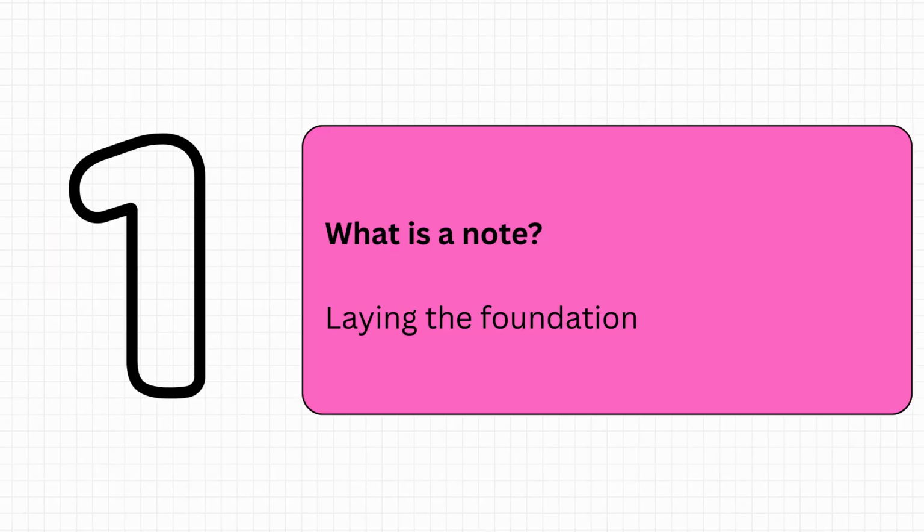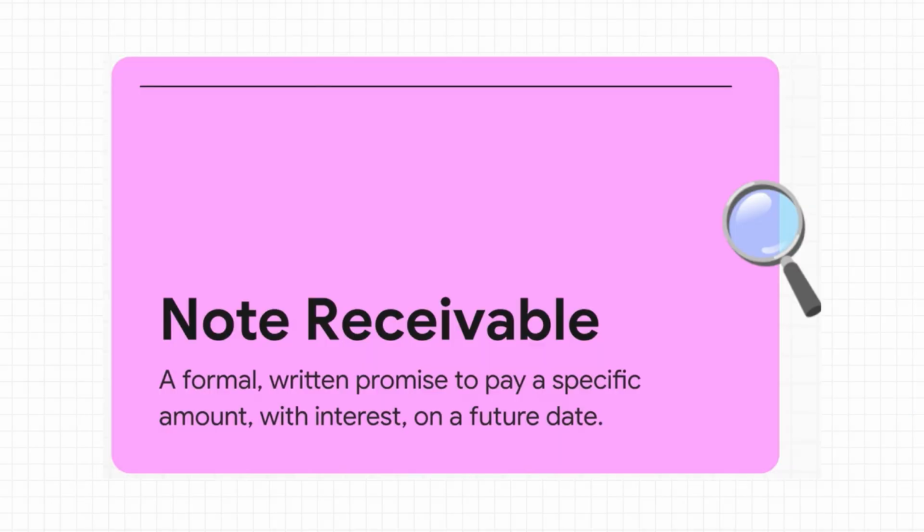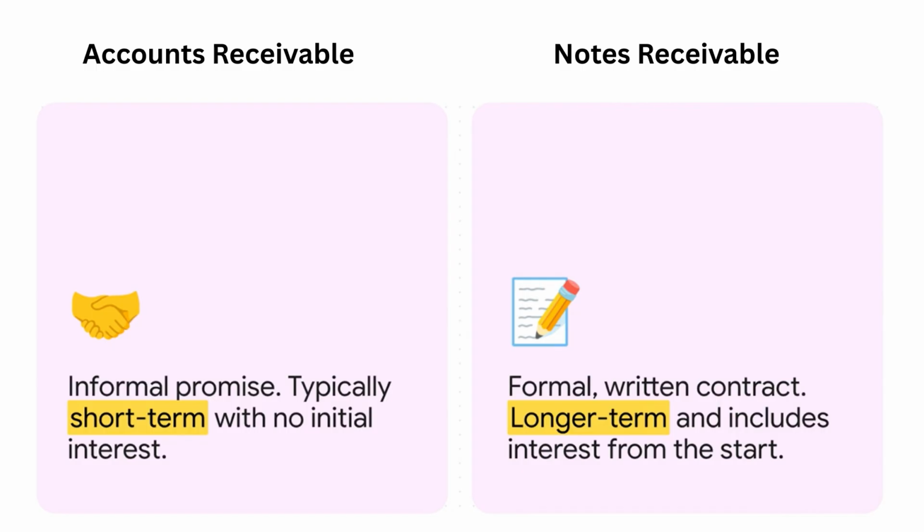Alright, let's start with the basics. Before getting to the numbers, let's make sure you get a rock-solid foundation by defining what notes receivable actually is. A note receivable is essentially a written promise from a borrower to pay back money at a future date, usually with interest. It's different from accounts receivable because notes often carry formal agreements, longer terms, and explicit interest.